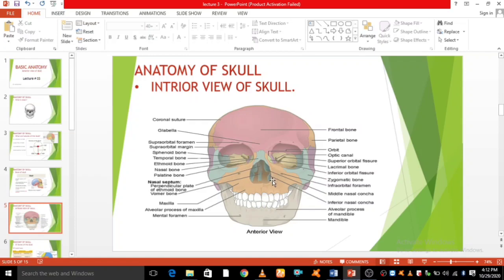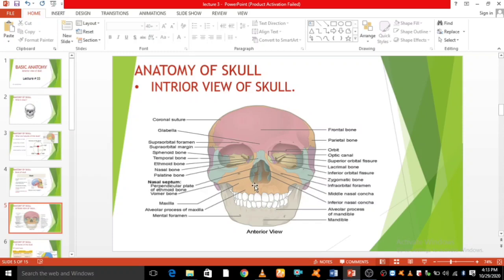Inside the nasal area of the skull, the nasal cavity is divided into halves by the nasal septum. The upper portion of the nasal septum we call the perpendicular plate of the ethmoid bone, and the lower portion we call the vomer bone. This one is the vomer bone.